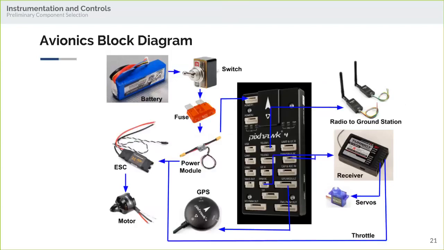So here's our block diagram, which includes the powertrain of the battery, ESC, and motor, as well as the brains, our Pixhawk 4, and additional sensors like our radio, GPS, and then a receiver to control servos, which control our control surfaces.